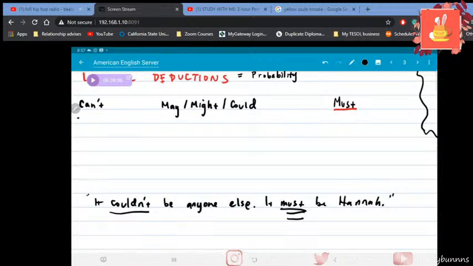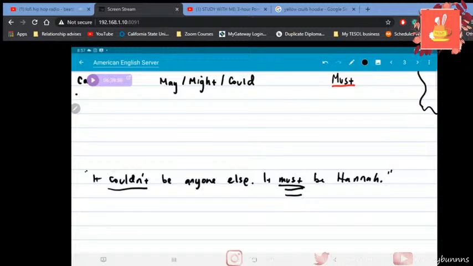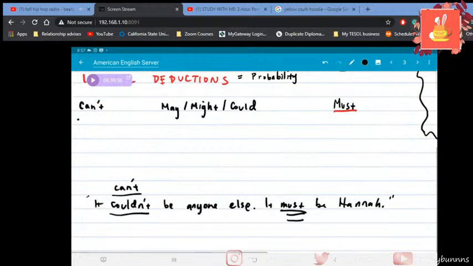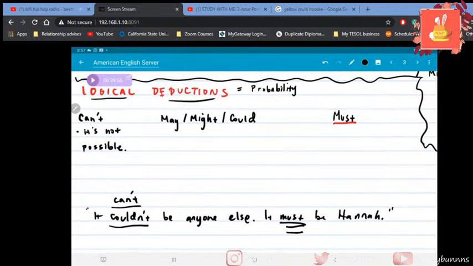This could also be substituted with can't, right? So it can't or couldn't. It can't be anyone else. It must be Hana. It couldn't be anyone else. It must be Hana. Either one is okay. Can't definitely means it's not possible. That's a logical deduction: you're confirming that whatever the statement is, it's not possible. In my example, what my friend was saying is that there's no one else who dresses like me. So for him to go up and hug her, he made the deduction that it was me. That's the story behind that.